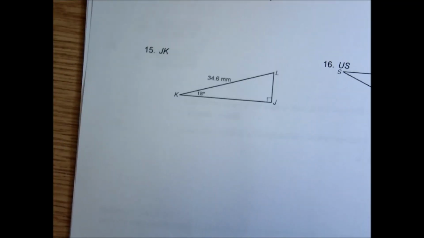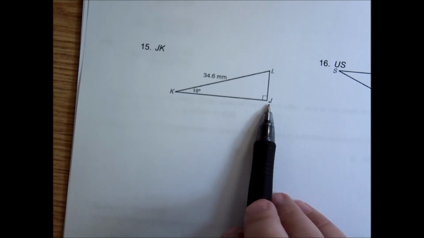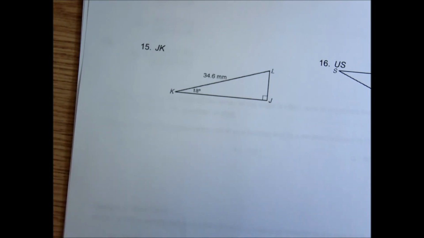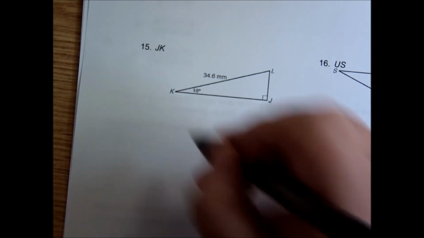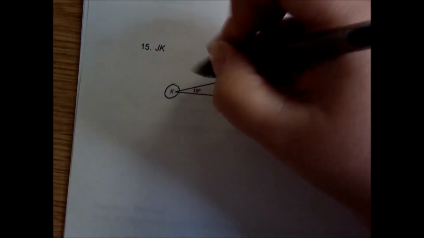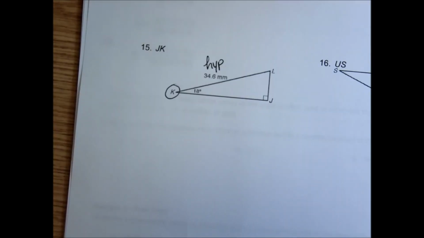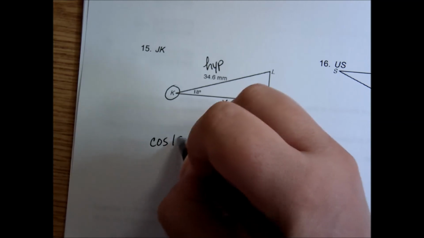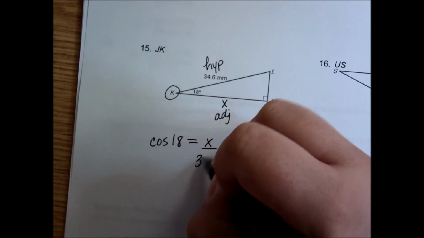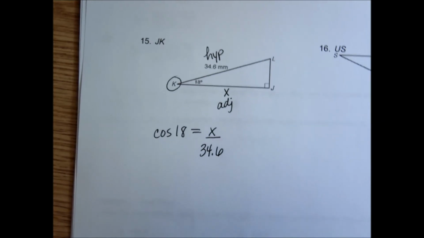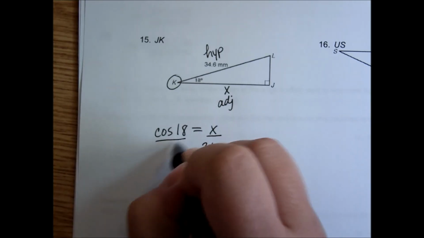All right, next. Number 15. I'm looking for JK. Go ahead and copy down the triangle. Try it yourself. Pause the video. Now it's my turn. Okay, here's the angle I have. This side is the hypotenuse. JK is down here, and that's the adjacent. So I'm using adjacent and hypotenuse, which is the cosine. So cosine of 18 equals adjacent over hypotenuse. There's my equation. Now I'm going to put this over 1 and cross multiply.